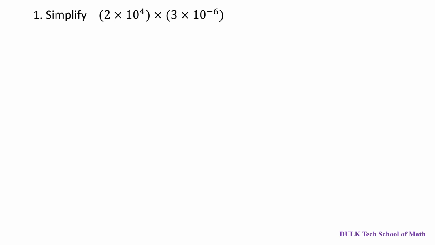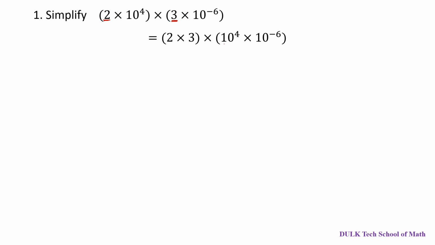What we simply do here is we simplify the coefficients and the powers of 10 separately. In this case, we have 2 as the coefficient of 10 to the 4, and in these brackets we have 3 as the coefficient of 10 to the minus 6. So these coefficients simplify on their own, which means 2 will multiply 3. At the same time, 10 to the 4 will simplify with 10 to the minus 6. So 2 times 3 is 6.